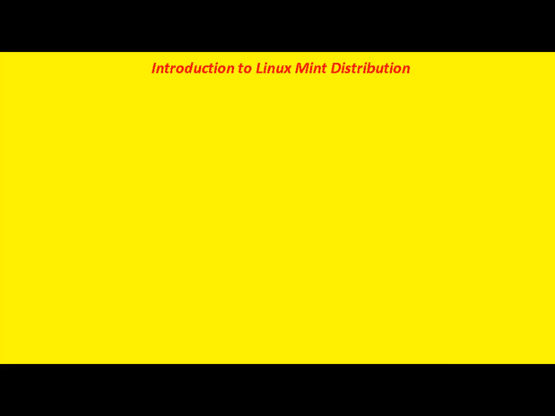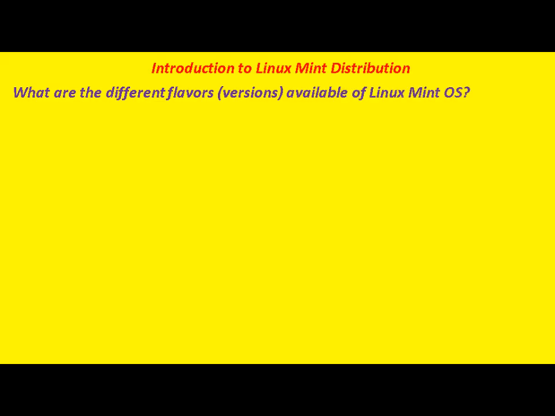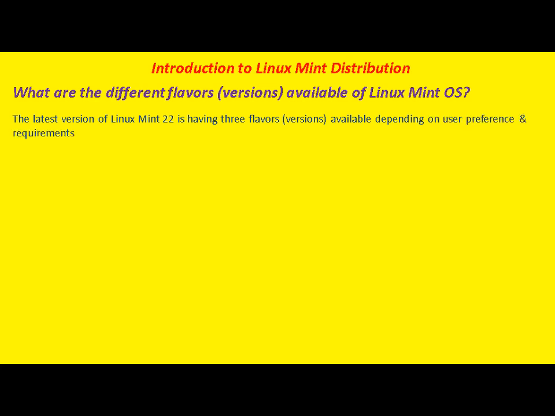So continuing on the introduction and theoretical part. What are the different flavors or versions, you may call it, available for the Linux Mint operating system? In Windows we call them versions. In Linux they call them flavors. The meaning is the same. The latest version of Linux Mint, that is 22, has three flavors or versions available depending on user preference and requirements. Now, what are these three flavors or versions?